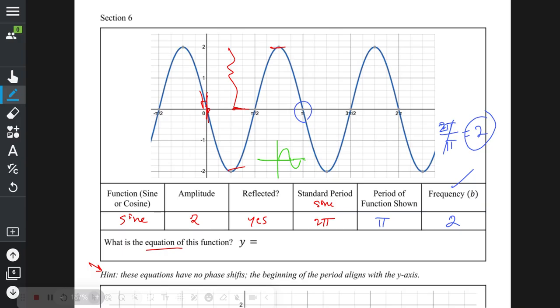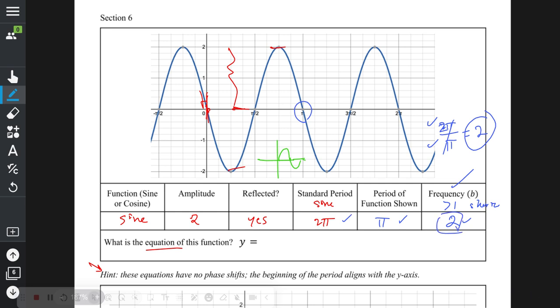And to check that you got these in the right order, if the frequency is greater than 1, the period should be shorter than normal. Okay, and so this is what we would call a fast frequency, and this period definitely is shorter than what is standard for sine. So we know this frequency is right.